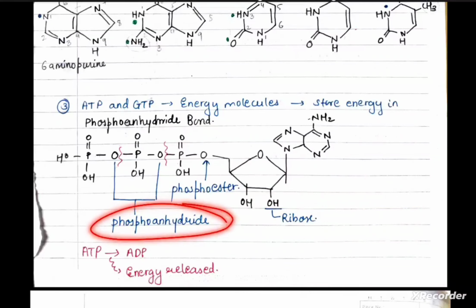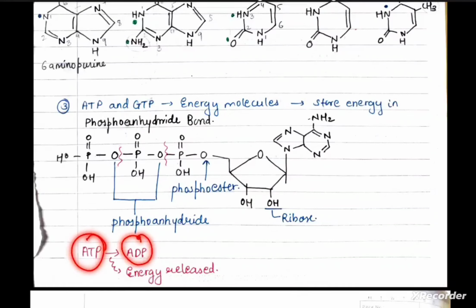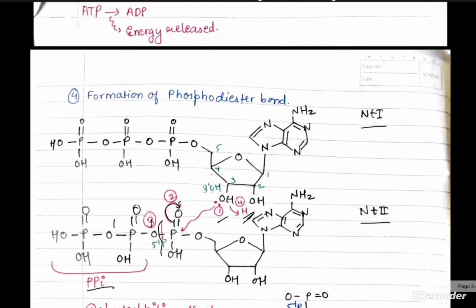Now, this phosphoanhydride bond is important for the release of energy, and that's where we obtain the energy after converting ATP to ADP or GTP to GDP. Okay, that's important. Now, the next point is how a phosphodiester bond is formed. You might get confused. This is phosphoester. This whole bond here is phosphoester.